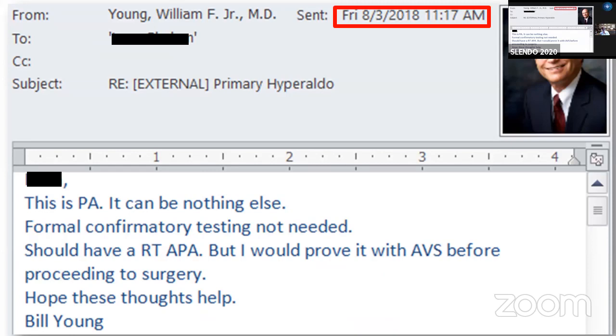I mean, this patient has severe hyperaldo, which typically takes a bigger factory, so many times you can see it on the CT scan. But he's over age 35, so I would prove it with adrenal vein sampling before proceeding to surgery. Hope these thoughts help.